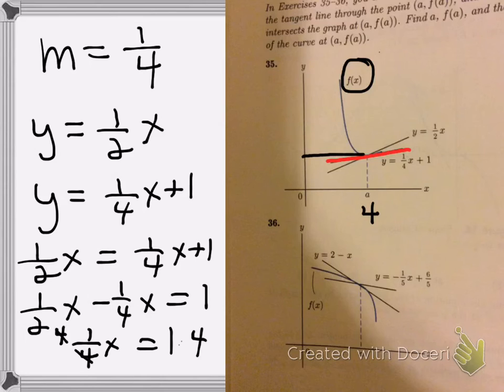How do I get f of a? Well, I can use either this equation or that equation, and I'll get the same value because they share a y value. So take your 4 and plug it into 1/2 x, and 1/2 of 4 is 2. So my f of a is going to be 2.